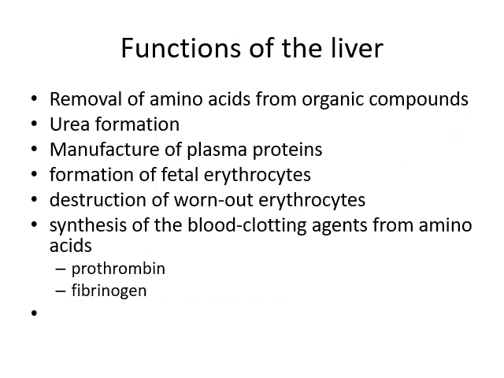Functions of the liver: removal of amino acids from organic compounds and involvement in the urea cycle, so nitrogenous waste is converted into urea in the liver. Then they manufacture plasma proteins and glycoproteins, and form fetal erythrocytes, so RBCs in the fetal stage are produced by the liver. Destruction of worn-out erythrocytes: damaged RBCs are cleared by the liver. Synthesis of blood clotting agents from amino acids, that is prothrombin and fibrinogen.